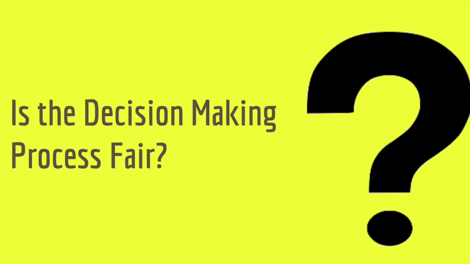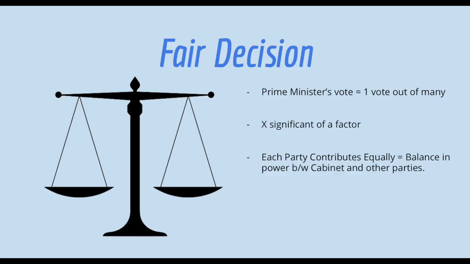Is the decision-making process fair? The decision-making process of approving the pipeline project is more than fair, as the final decision is not made by the Prime Minister himself. Unlike different democratic states where the President makes the final approval, the Prime Minister's vote is just one of the many votes within the Parliament. His or her vote does not make that significant of a factor in deciding which bills are passed or rejected.